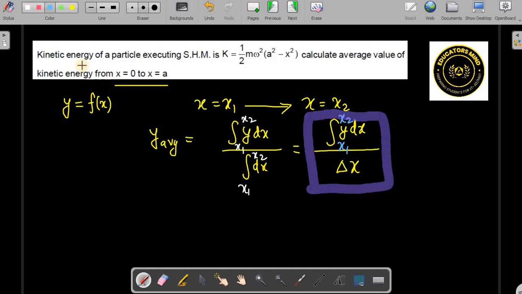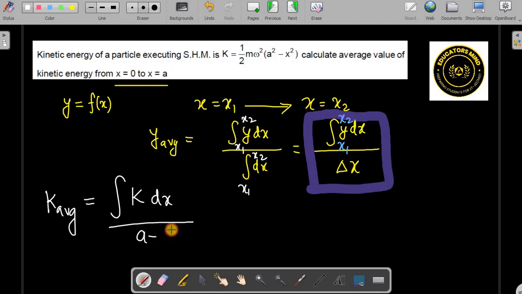So we have to do the integration. The average value of kinetic energy will be calculated with the kinetic energy, which is given as a function of x, in the numerator, and this is delta x in the denominator. Delta x here means a minus 0, which is a only, right? And this is going from 0 to a. So let's do that.